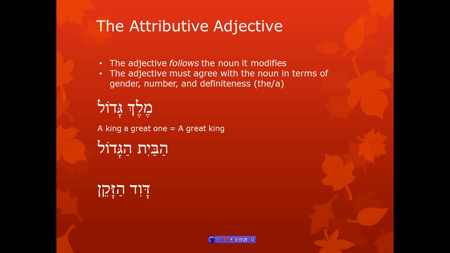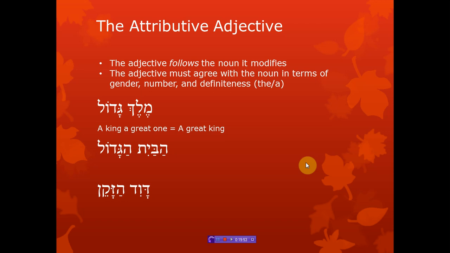Let's look at another example. Habayit hagadol. So what do you notice about these two? Well, first of all, you have the definite article on habayit, right? So this means the house. Now you'll notice that you also have the definite article on gadol, so hagadol.